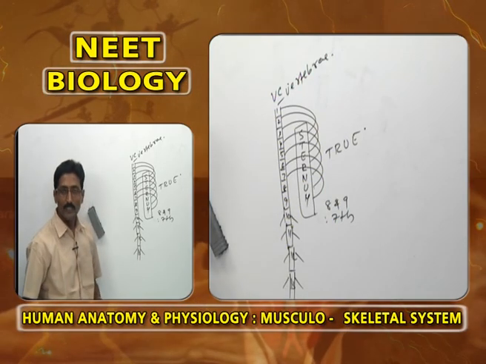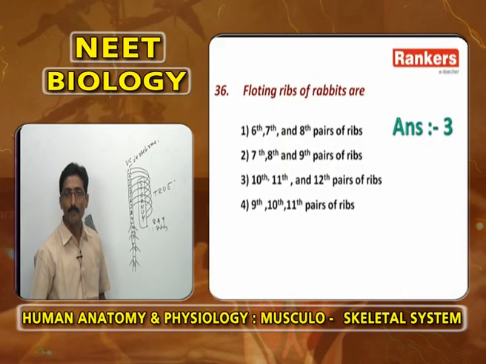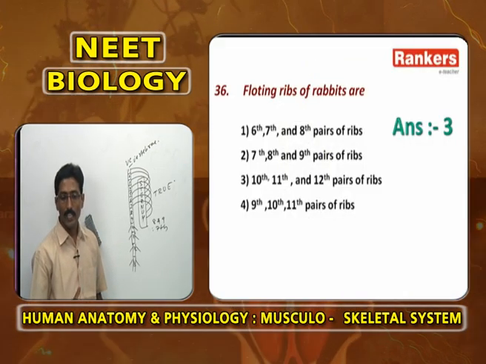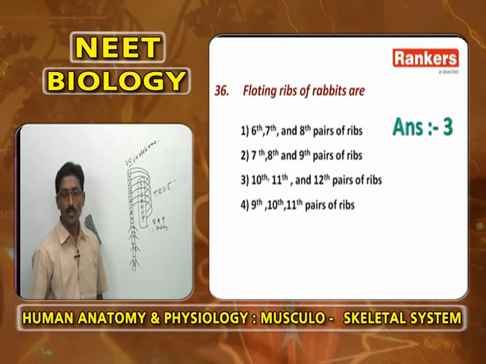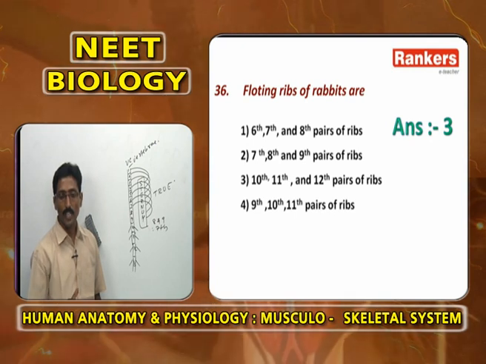Here what is the question? Floating ribs of rabbit are 10th, 11th, 12th, or 13th also. So 10th, 11th and 12th pairs of ribs. Now the next question.